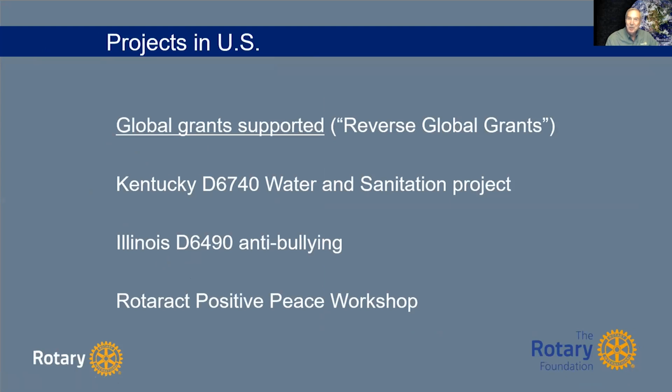And we have projects in the U.S., and we call these reverse global grants because we're bringing the grant into the U.S. In Kentucky, we're doing a water and sanitation project. In Illinois, we're doing an anti-bullying program. And this Rotaract Positive Peace workshop that we're just finishing up, our district was the sponsor, and it affected everybody in our zones, Rotaractors all over our zones, and in a couple of other zones too.